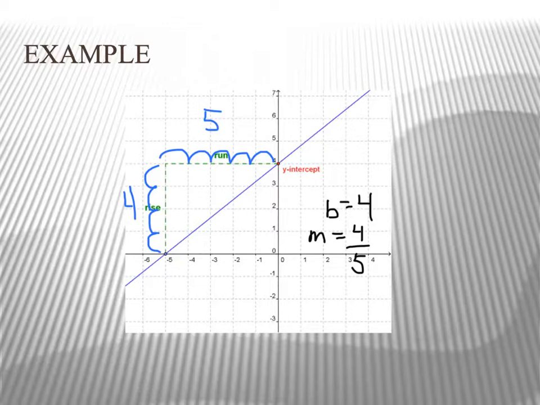Now that we have our slope and our y-intercept, we can write it in slope-intercept form, which is y equals mx plus b. We have our m, so we'll replace our m with 4 over 5. Y equals 4 over 5x plus our b, which is 4. So y equals 4 over 5x plus 4 is the equation of that line in slope-intercept form.